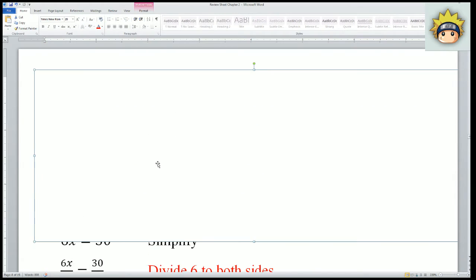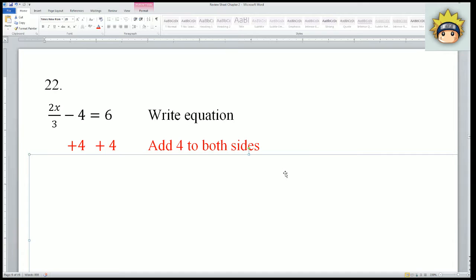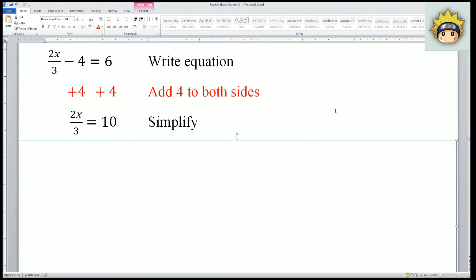22 is down here. 22 asks us 2x divided by 3 minus 4 equals 6. Again, we do the most outward thing after we write the equation. After I rewrote the equation, I'm going to add 4 to both sides. The reason I add 4 to both sides is I'm trying to get rid of the most outward thing first. The left-hand side, what's left is just your 2x divided by 3, is equal to 10.